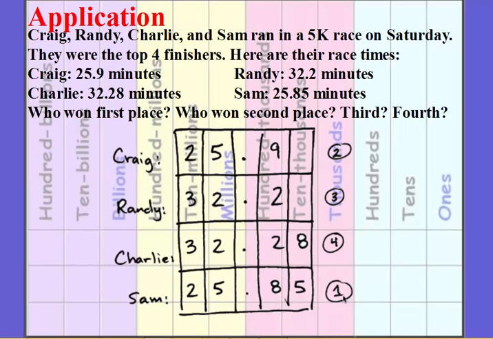Sam is number 1, Craig is number 2, Charlie is 4, Randy is 5. What I like about this problem is that it was set up in its place value chart, so I can easily compare all the tenths, or all the tens. I can compare the tenths easily when I needed to. So it was really easy to just quickly look at that.